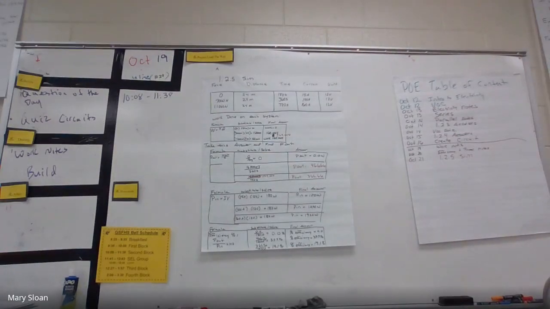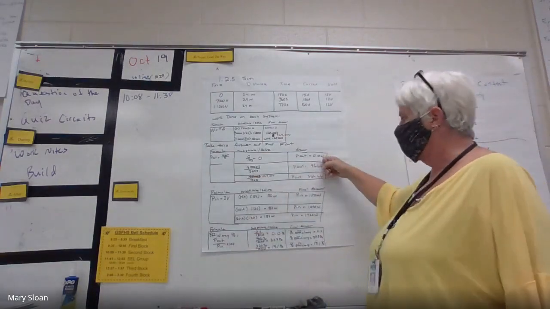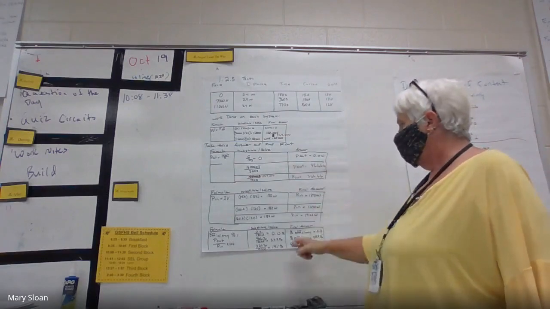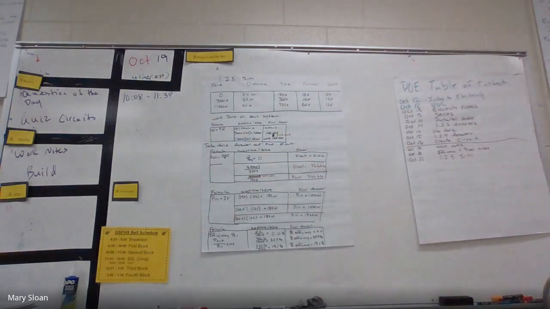The only thing else we have left to do is find our efficiency. To get our efficiency, we take our power out, which is this number here, and divide it by our power in here. Once we get our number, we multiply by 100 to get our percentage.